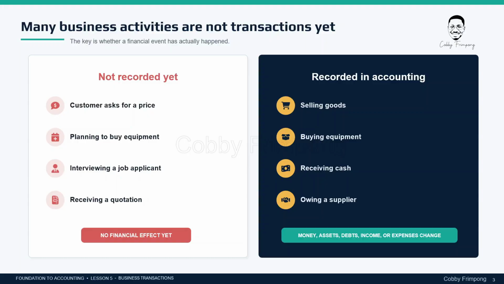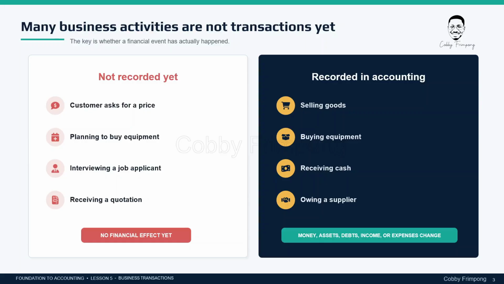Many business activities are not transactions yet. Many beginners think every business activity is a transaction. That is not true. Discussing a possible sale, receiving an inquiry, planning to buy equipment, or receiving a price quotation may be important, but it is not yet an accounting transaction.